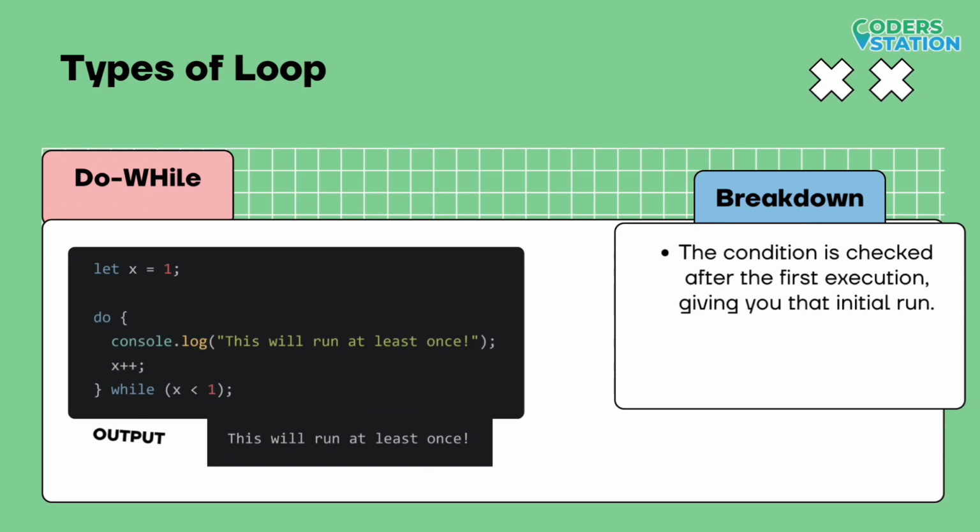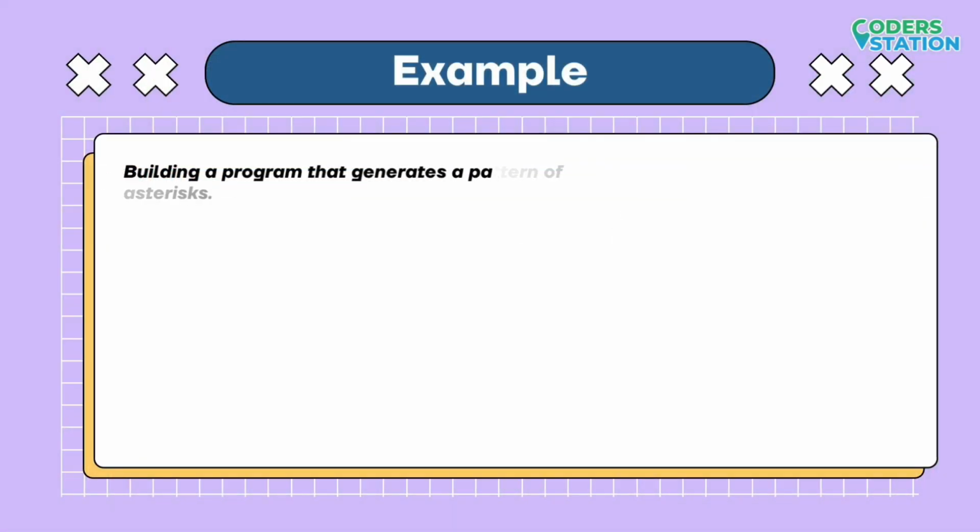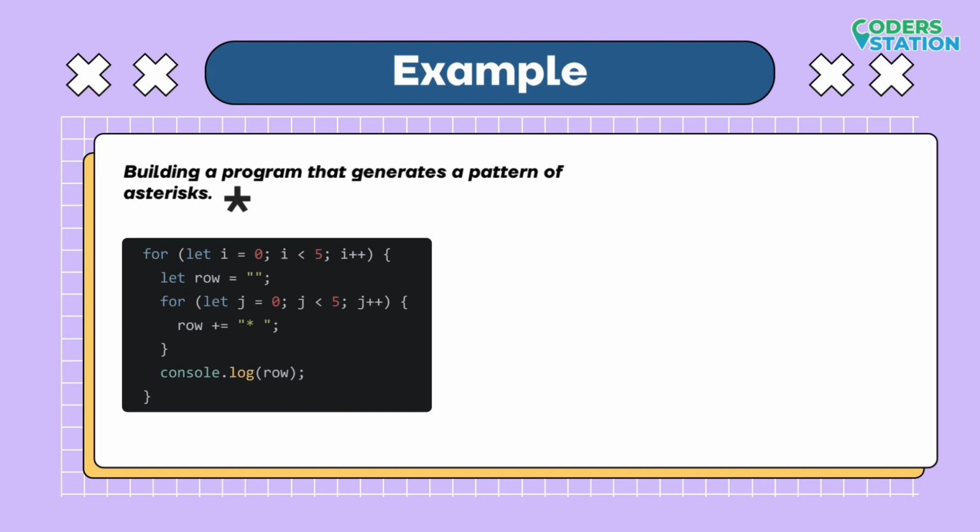That's fantastic to hear. Now let's explore a more practical example. Imagine we are building a program that generates a pattern of asterisks. We will use nested loops to create a square pattern. Whoa, nested loops. What's that?